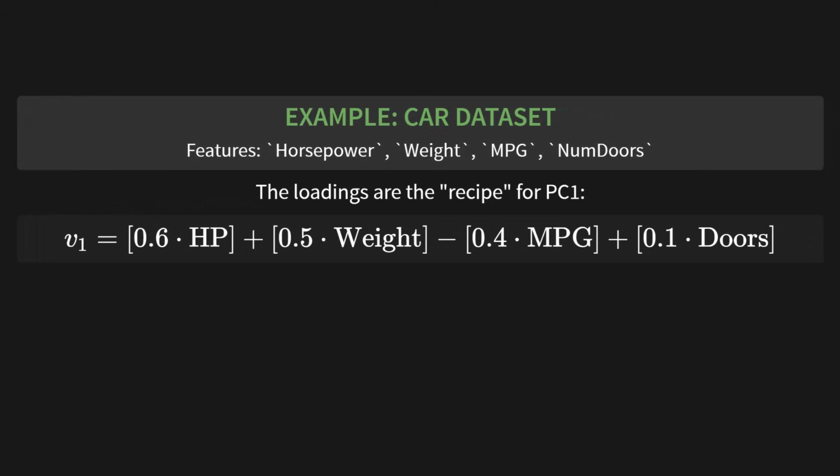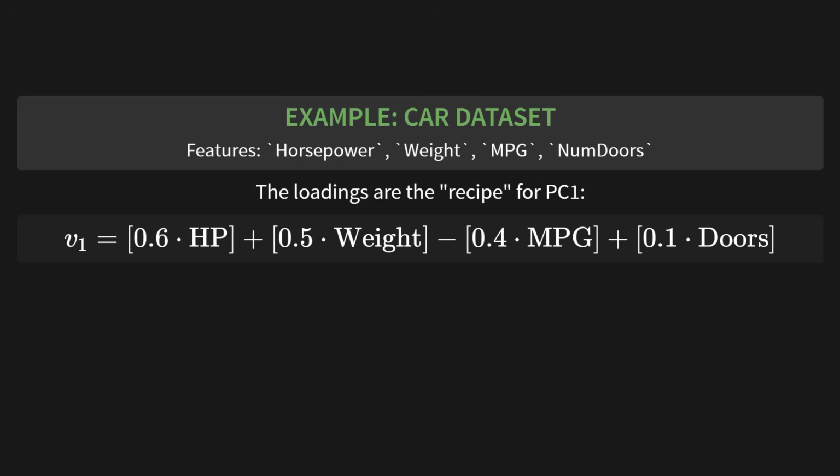Say our features are horsepower, weight, MPG, and number of doors. After we run PCA, we look at the loadings for PC1. The loadings are basically the recipe for building that component. So for PC1, the recipe might look like this. V1 equals 0.6 times horsepower plus 0.5 times weight minus 0.4 times MPG plus 0.1 times doors.